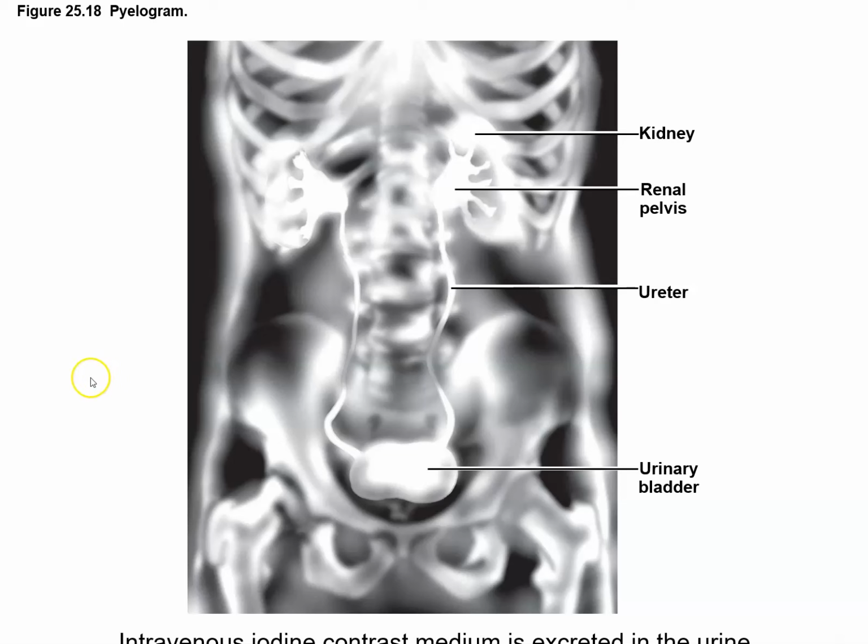Here's a special kind of contrast enhanced image. Iodine contrast medium has been injected into the blood, and this X-ray has been produced where we can see the iodine is going to be excreted in the urine, so you can see the calyces and the renal pelvis, the ureter, and the urinary bladder here as the iodine begins to accumulate in those structures. So that's pretty cool.